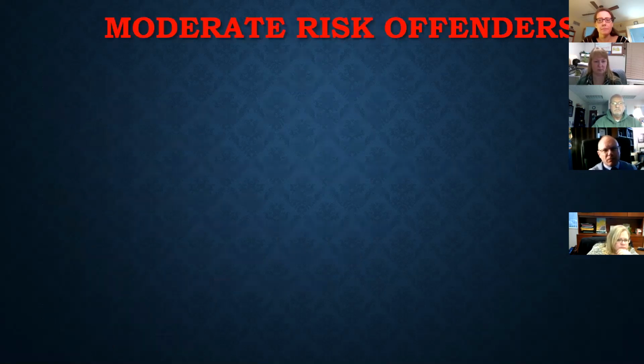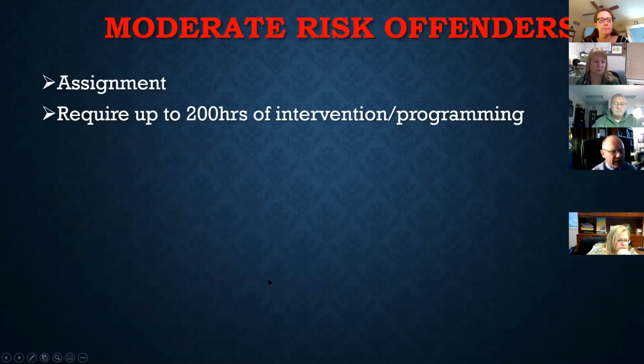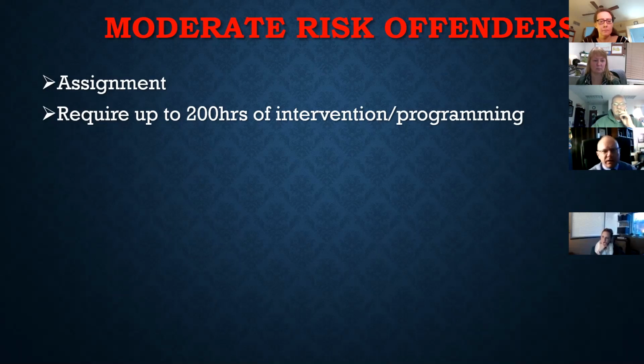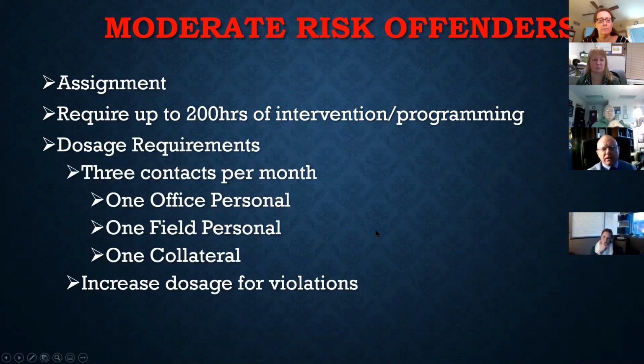All right, let's talk about moderate risk offenders. Again, they're assigned, and the scoring range for them is 15 to 23 for males and 15 to 21 for females. Again, the fourth generation tool looks at gender specific as well as multi-theory approach. You won't find that with the third generation tools. Now, moderate risk offenders require up to 200 hours of intervention and programming. Dosage requirements. Now, when I say 200 hours of intervention, a lot of this is cognitive behavior programming that you're going to receive.